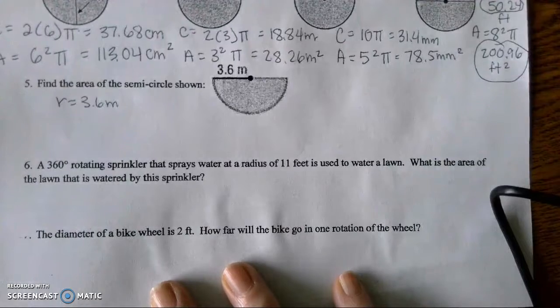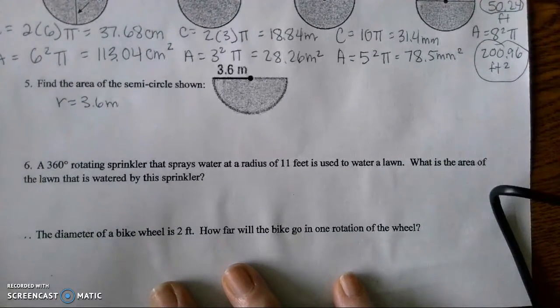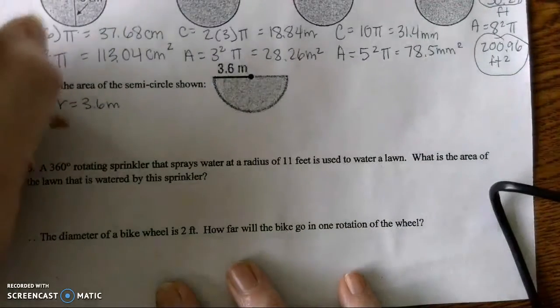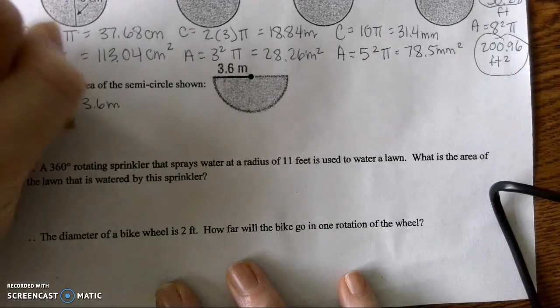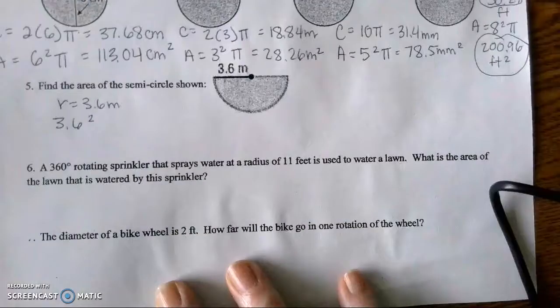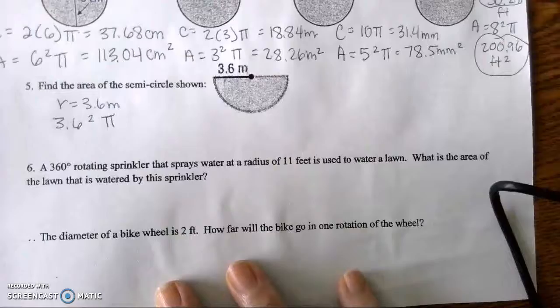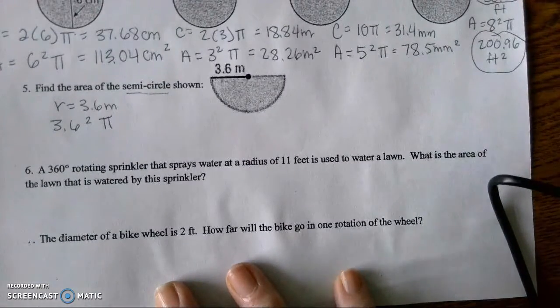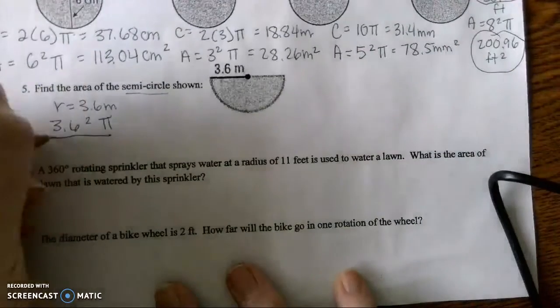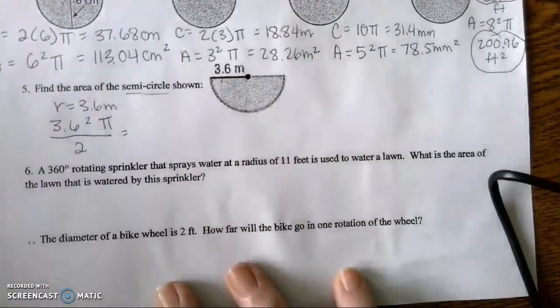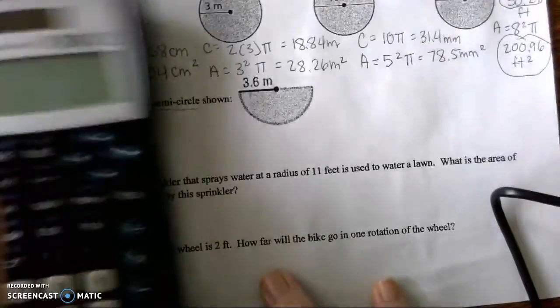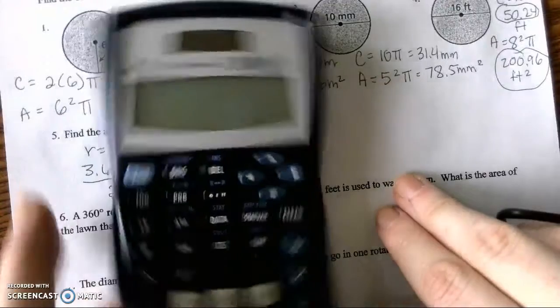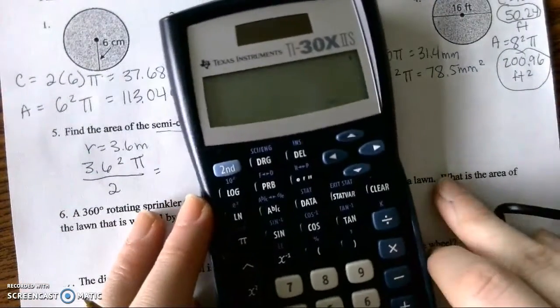Okay, so the first thing that I'm going to do is plug that into my circle formula for area. So I would do 3.6 squared times pi, but realize that we have a semicircle. So a semicircle is half of a full circle. So I'm going to take that area formula and divide by 2. So in my calculator, I'll show my work there.